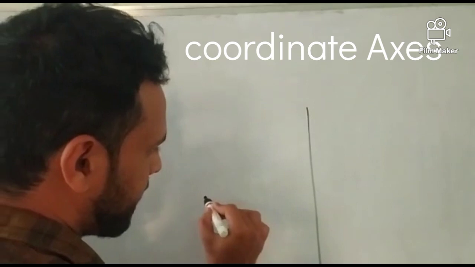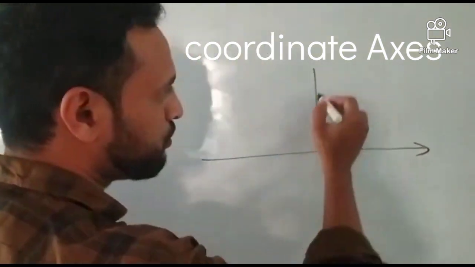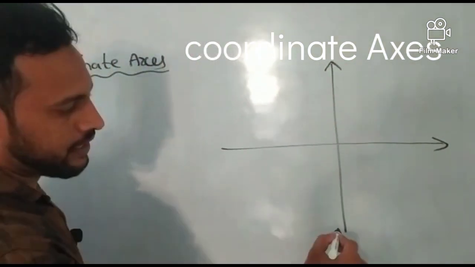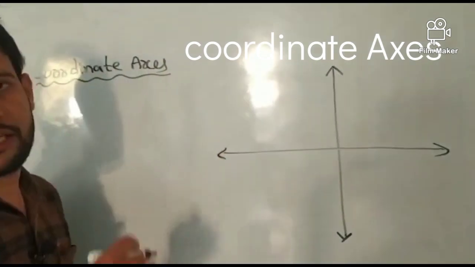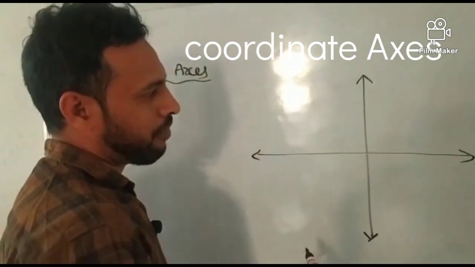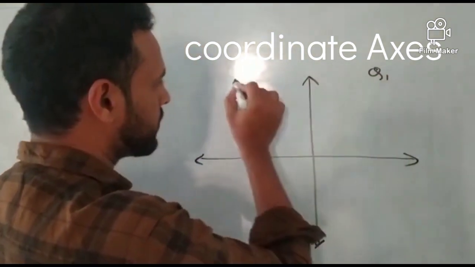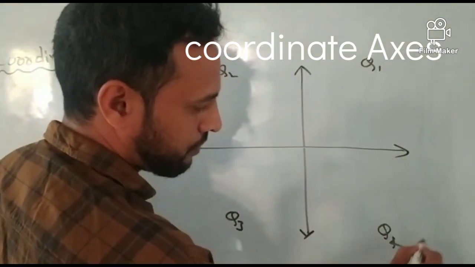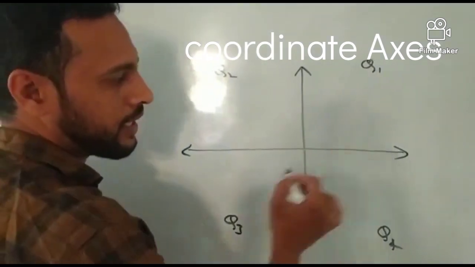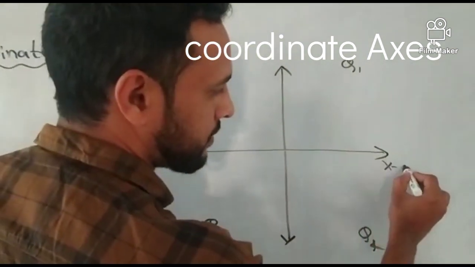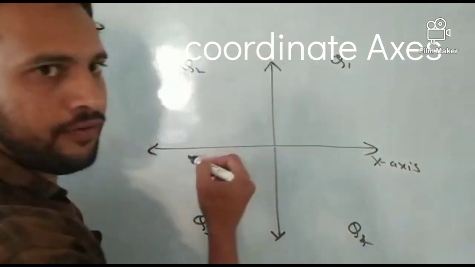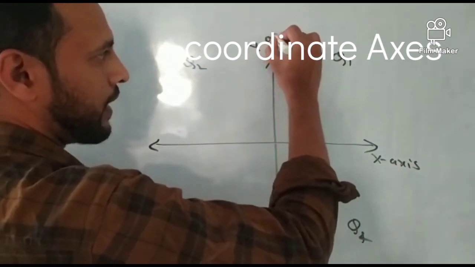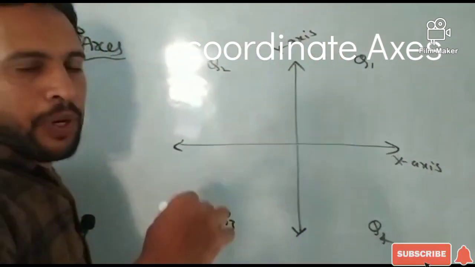Two mutually perpendicular lines divide the plane into 4 equal parts. Each part is known as Q1, Q2, Q3, Q4, and the horizontal line is called the x-axis and the vertical line is called the y-axis.